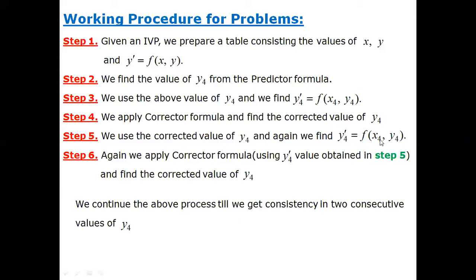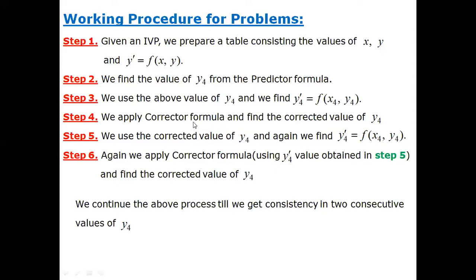Y4 dash is f of x4 comma y4, but this y4 we have to use from step 4, the corrected value. Next, step 6: again we apply the corrector formula. While applying the corrector formula, that y4 dash obtained from step 5 will be used here. Apply the corrector formula once again and find the corrected value of y4. So the predictor formula will be applied only one time to predict the value, what may be the answer. It may contain some error. When we apply the corrector formula, that error will be rectified and we get better accuracy.